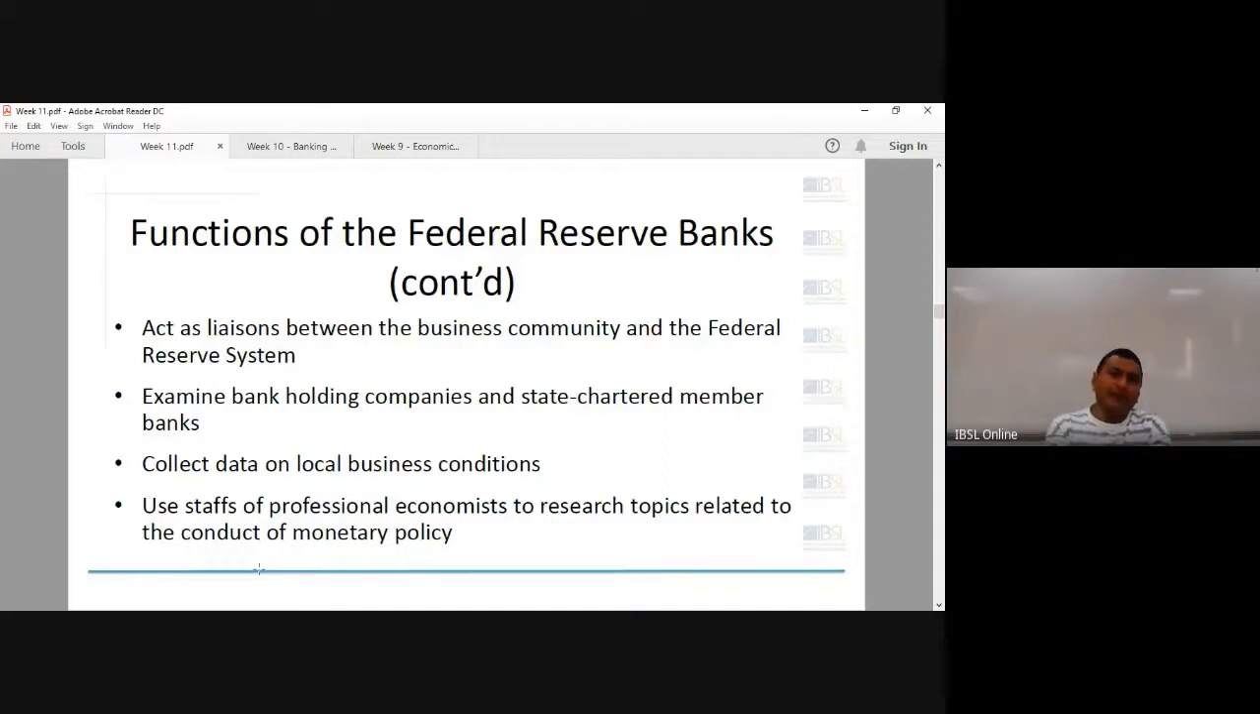Then they also examine bank holding companies and state chartered banks. In the US, you see nationally chartered and state chartered banks. We discussed those. State chartered member banks have operations restricted to the states in which they've been chartered. Apart from them, nationally chartered banks can crisscross the boundaries of different states, and they play a national financial intermediation role.